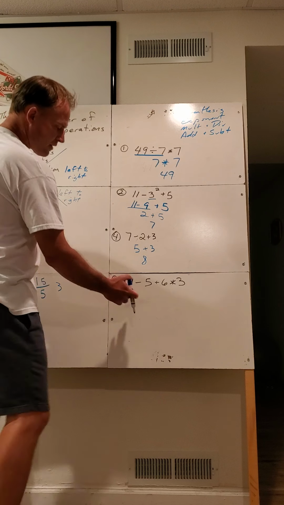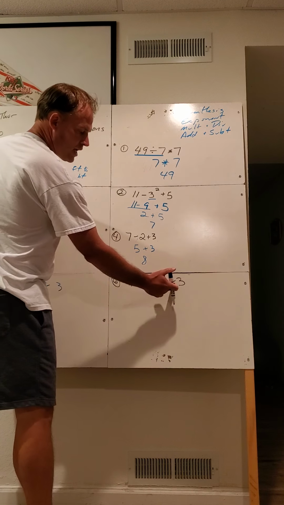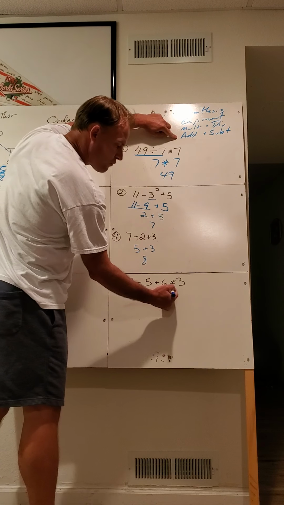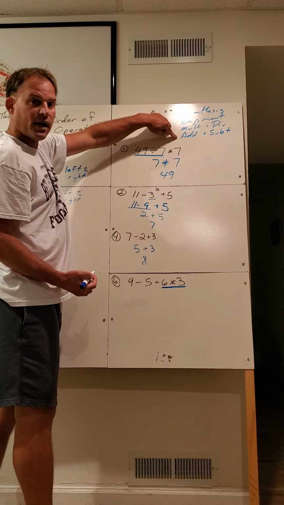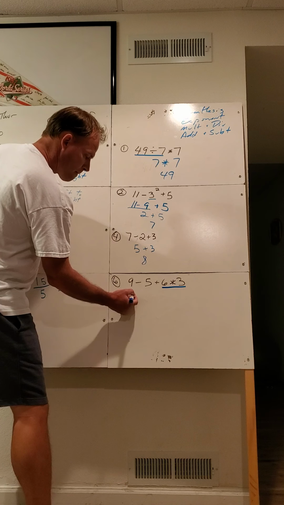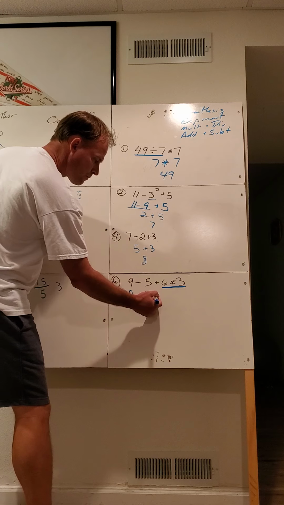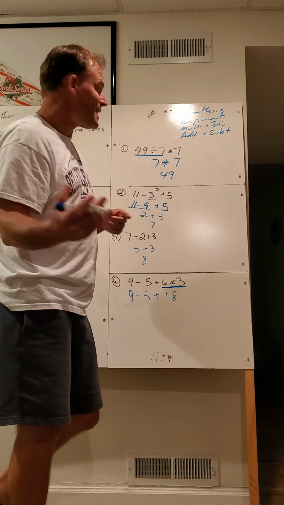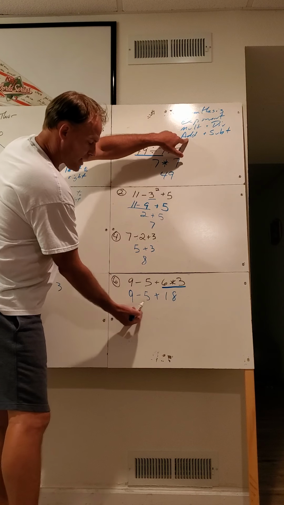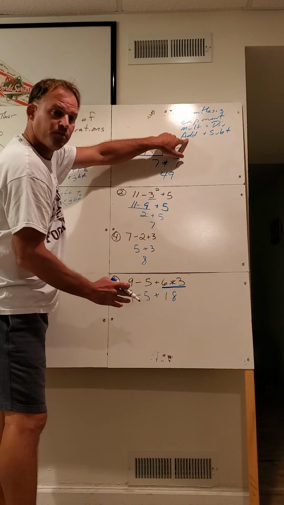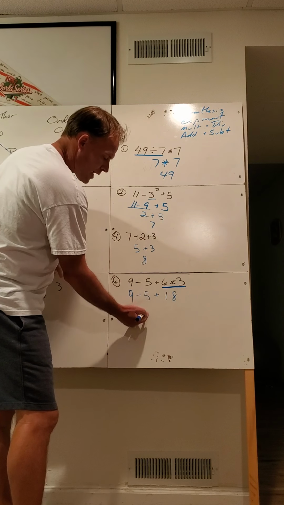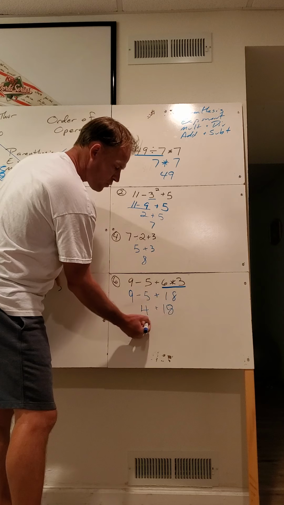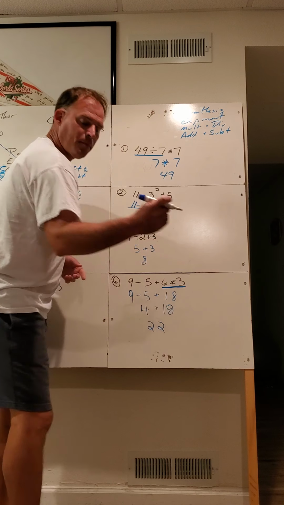And right here, I've got subtraction, I've got addition, I've got multiplication. Multiplication comes before those two, so first I have to do the multiplication part. Okay. 9 minus 5 plus 18. Now I have a subtraction and addition in the same problem, so I proceed left to right. 9 minus 5 is 4. 4 plus 18.